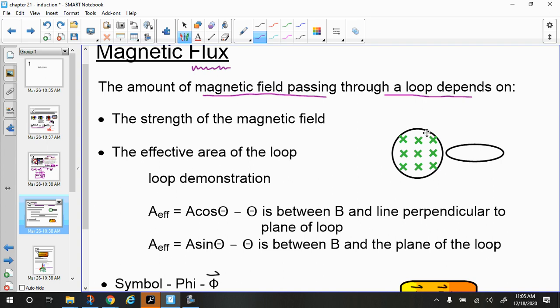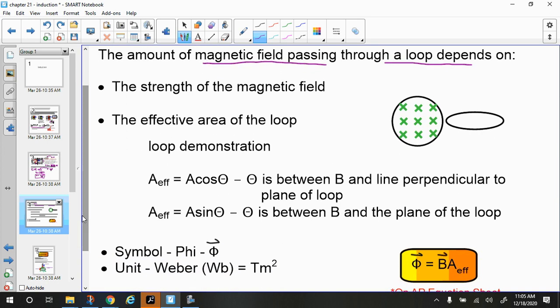We could also have a loop that could shrink and get bigger, and that would affect how much magnetic field went through the loop. So the effective area is A times cosine theta if theta is between the magnetic field and a line perpendicular to the plane of the loop. Or you'll see it as a sine theta, where theta is between the magnetic field and the plane of the loop.